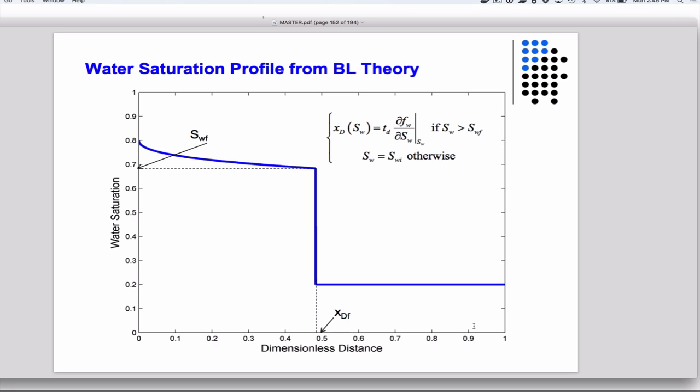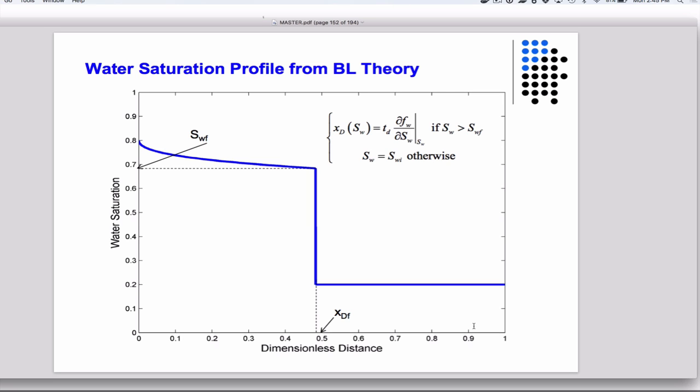I mean, here these are just function calls. Once you have your numerical differentiation of the fractional flow curve with respect to saturation, then these are just function calls. So you're not actually solving an equation. It's really already been solved. You're just plugging in the numbers.